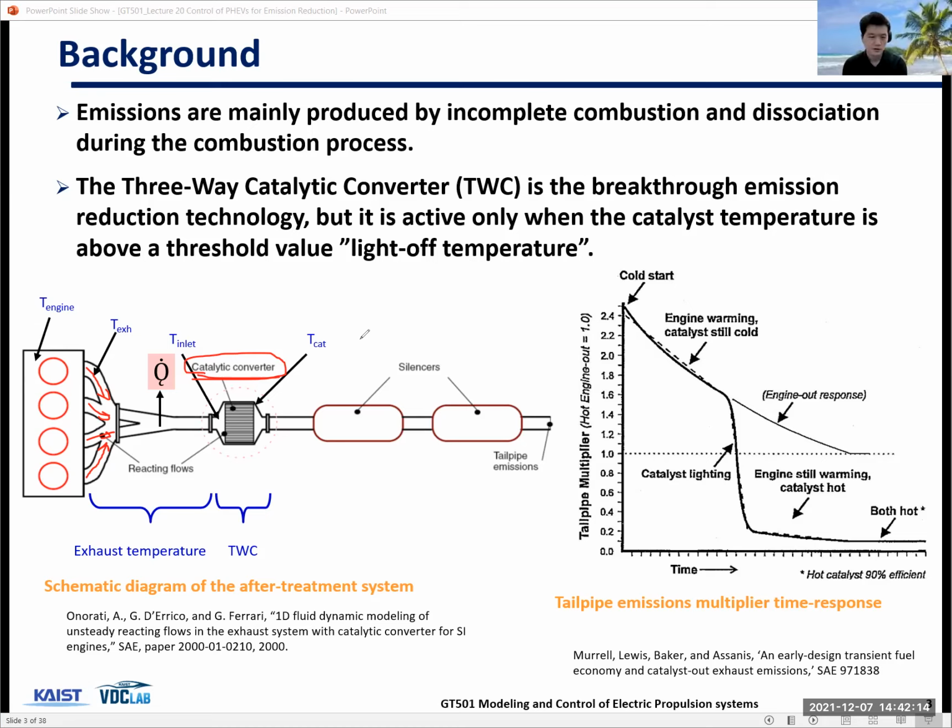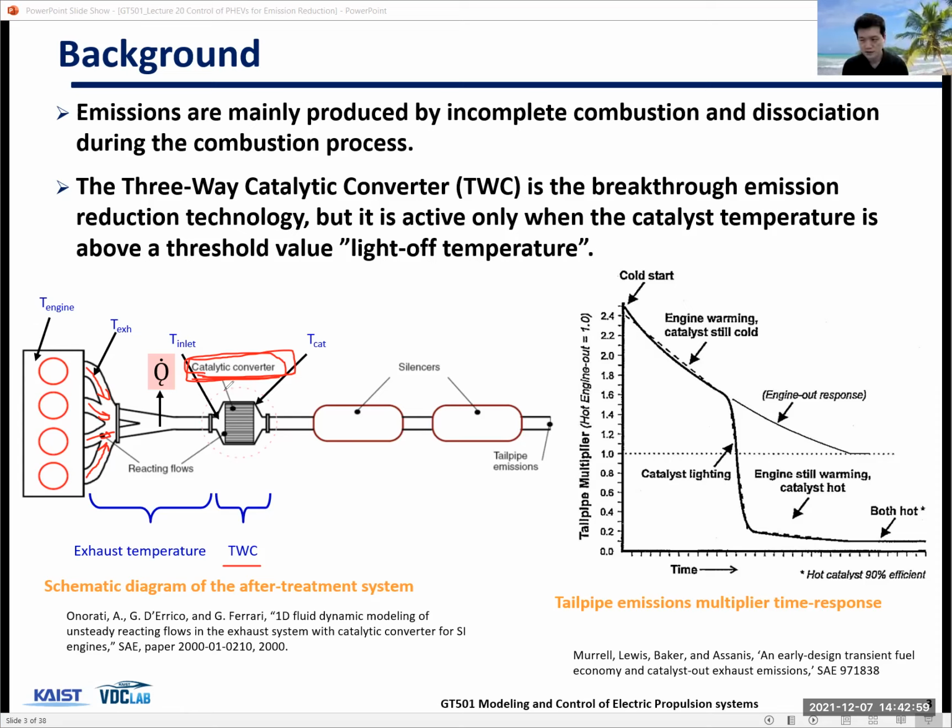So you don't actually smell or inhale these harmful emissions out of the tailpipe. But that's under the condition that this catalytic converter is activated. This is also called a three-way catalyst because it converts three emissions. And this converter is only activated when it's hot enough.